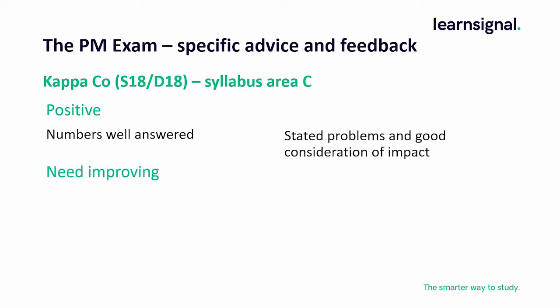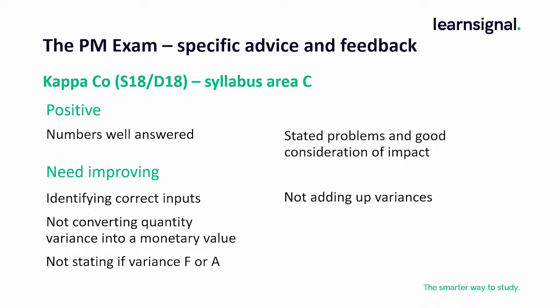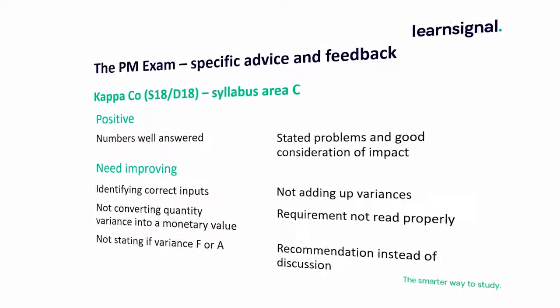But there are a number of common errors, including using incorrect prices, not converting the quantity variance into a monetary value, not stating whether the variance was favourable or adverse, not adding up individual variances, demonstrating the requirement was not read properly, and giving recommendations instead of discussing problems.